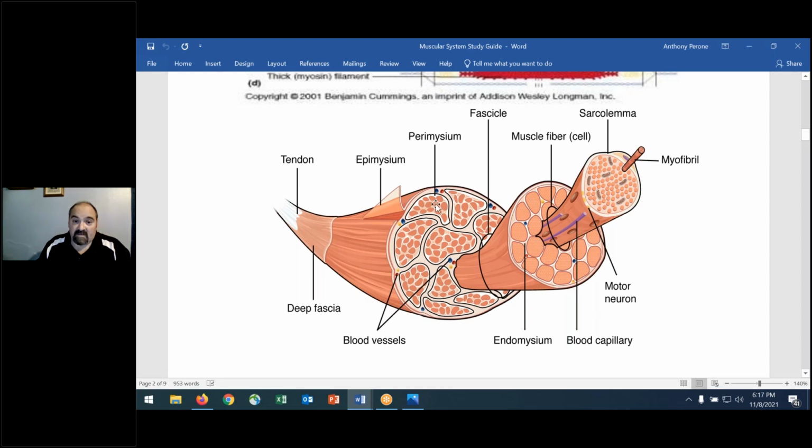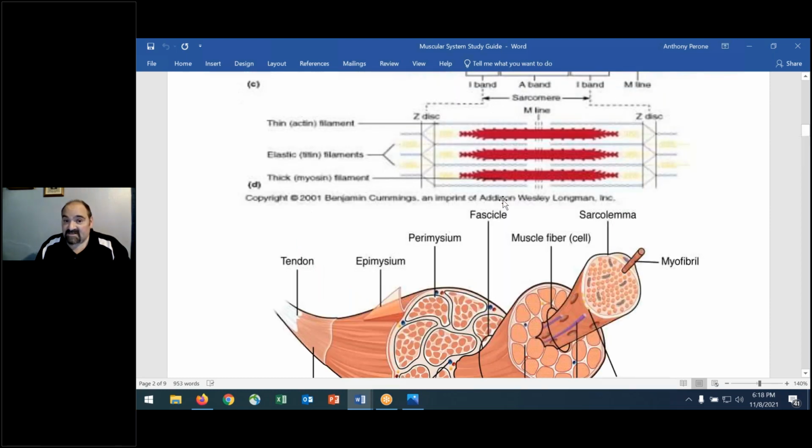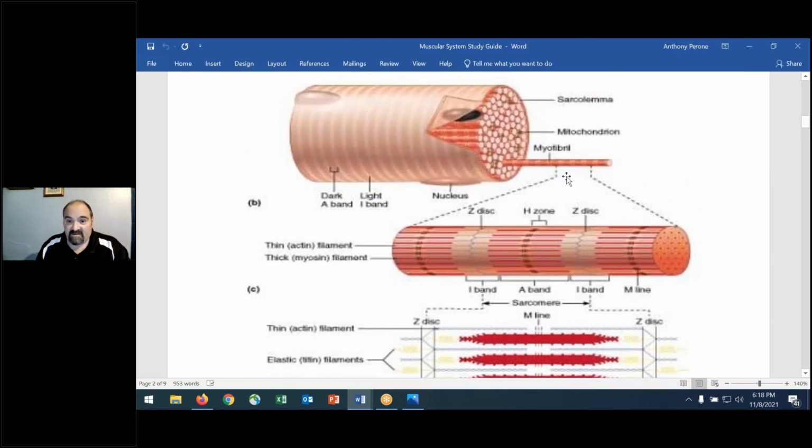Then we have the cylindrical structures. Here's a fascicle. It's comprised of muscle fibers. You see here, this is a muscle fiber. This whole structure is comprised of myofibrils. Each of these cylindrical structures is a myofibril, and the myofibrils are composed of the myofilaments, actin and myosin. Actin is the thin myofilament, myosin is the thick myofilament.